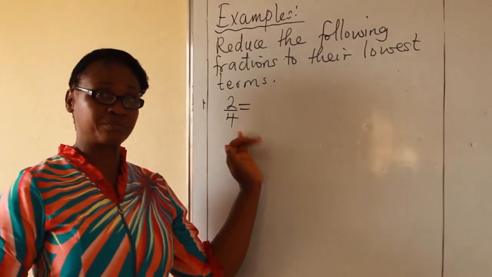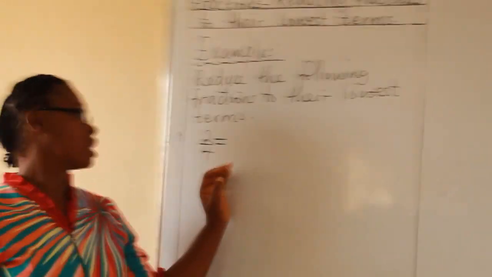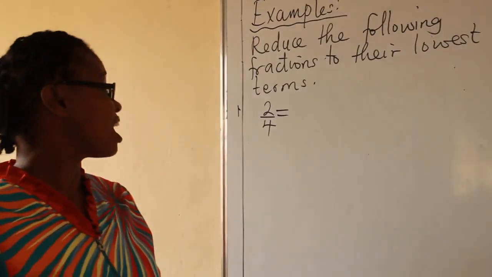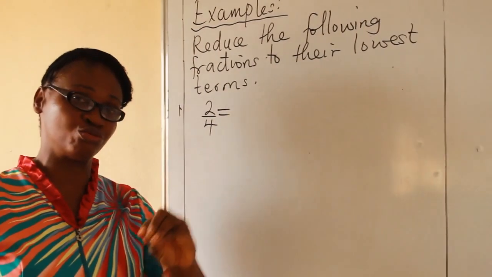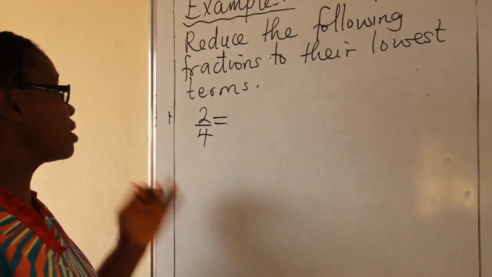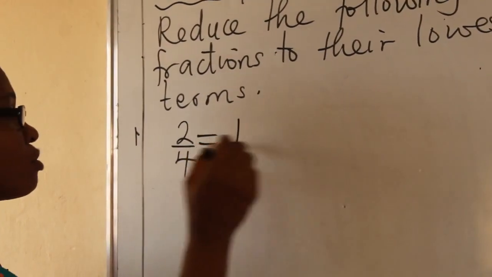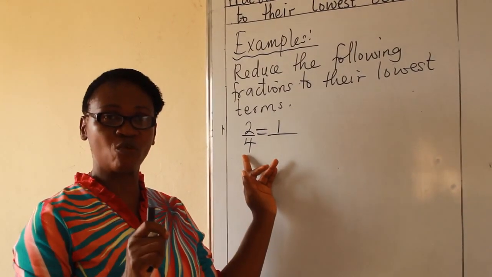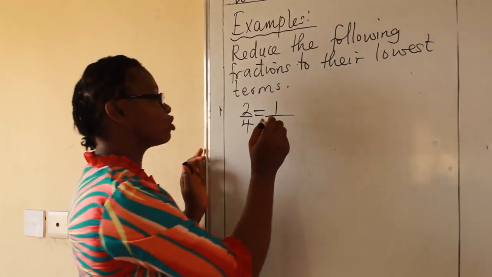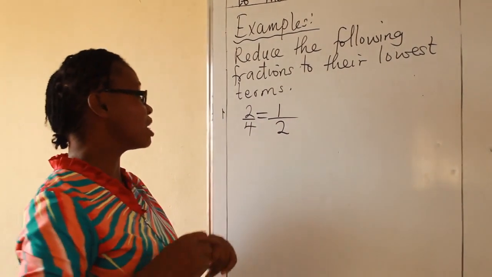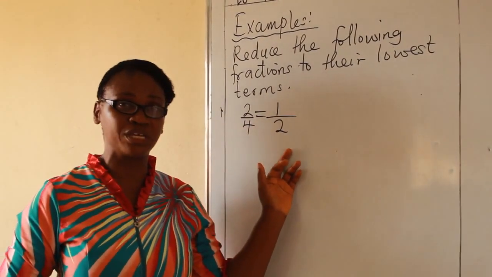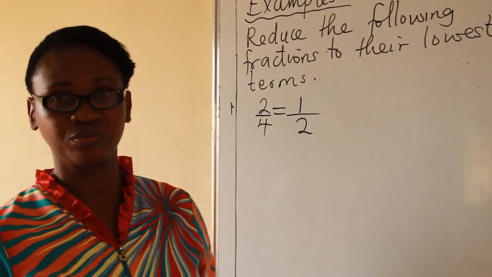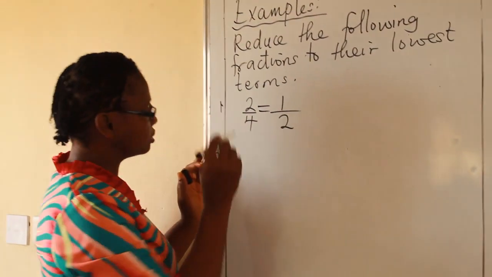How are we going to reduce this? We'll ask ourselves, how many times can you get 2 from 2? So children, how many times is 1? You put your dividing line. And then you ask again, how many times should you get 2 from 4? We all know that it is 2. So we have been able to reduce 2/4 to its lowest term, and the number gives us 1/2. Thank you. I take the second example.